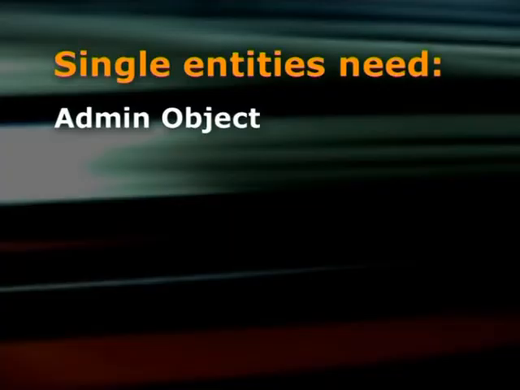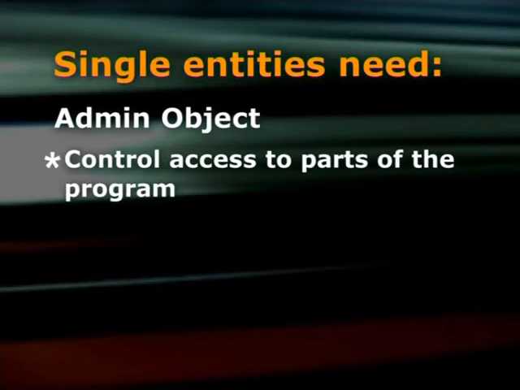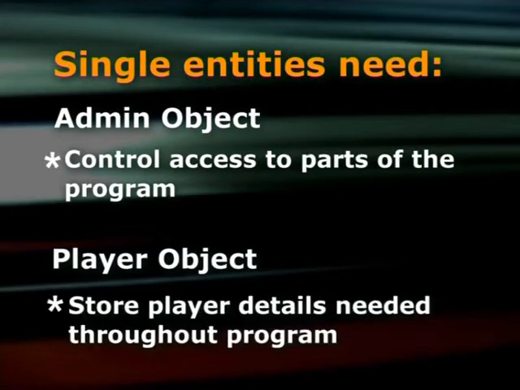What if you want to use the player's first name throughout the game in messages, or maybe store her total score? Well, I don't need to do that for the administrator, so I'd need a different object, like a player object. That's correct. We use, for example, the admin object or player object for single entities. The admin object can be used to control access to parts of the program. The player object can be used to store player details needed throughout the program.